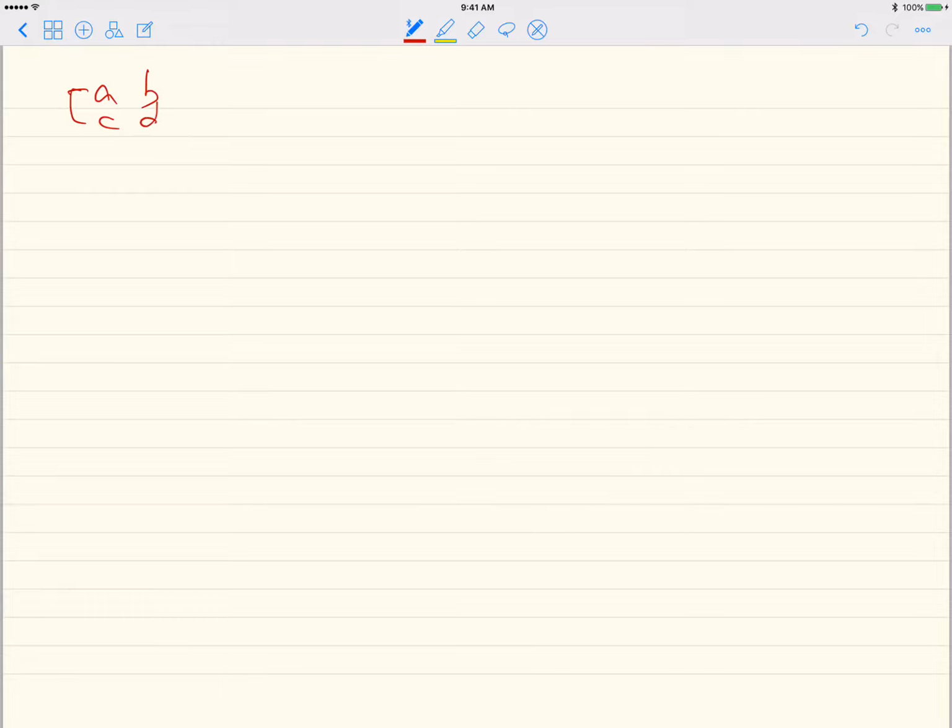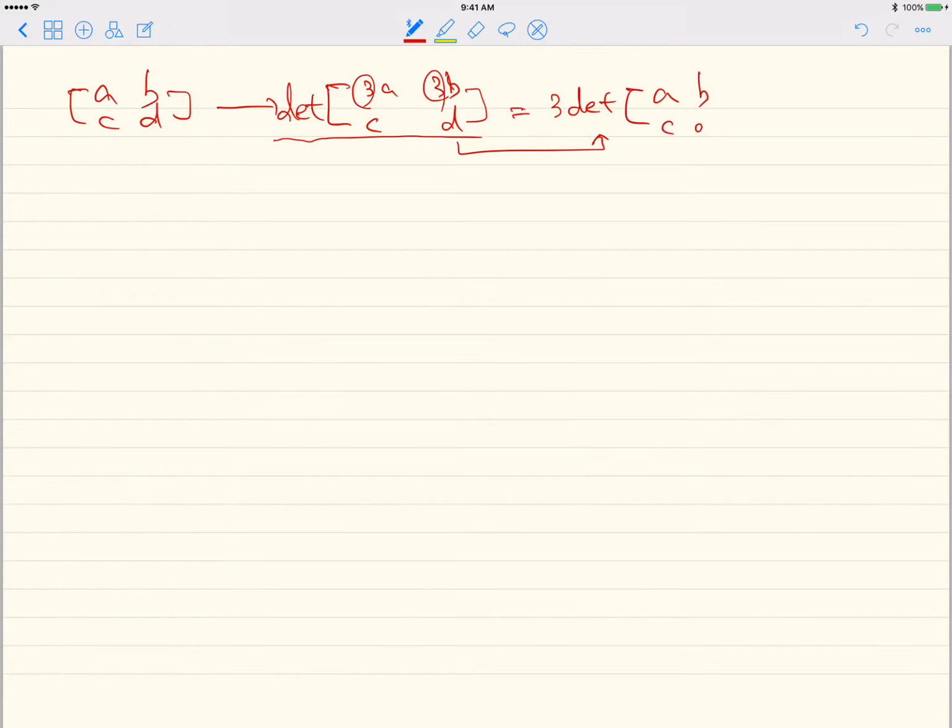So A, B, C, D, and then, yeah, let's just use a simple number. So it's like 3A, 3B, C, and D. And then what about the determinant of it? Based on the three starting conditions that the determinant will satisfy, our assumption or starting point was that in this case, we can factor this scalar out. So it's really simple. Becoming this form, right? Three times the original determinant. Okay.